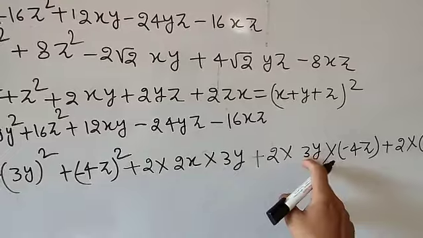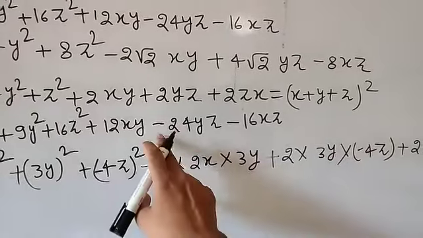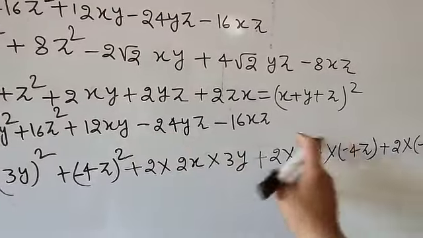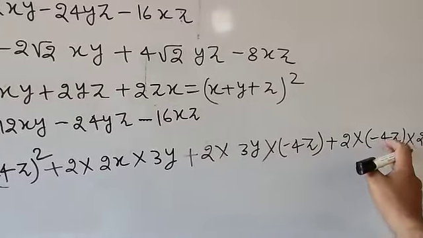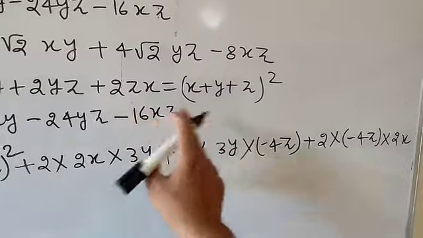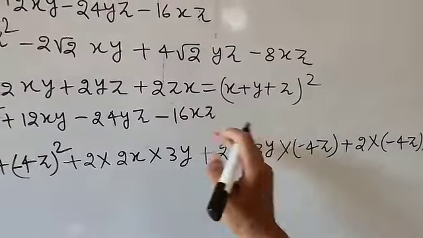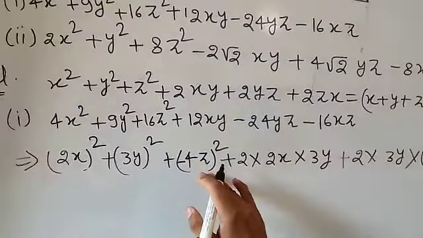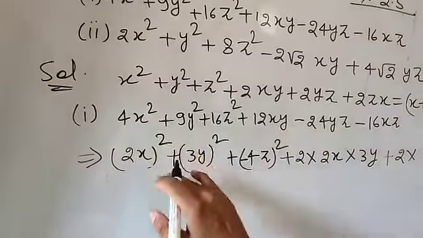Sorry, 2 into 3 is 6, 6 into minus 4 is minus 24, here it is minus 24 yz. Then 2 into minus 4 is minus 8, minus 8 into 2 is minus 16, here it is minus 16 xz. Now if you compare with the question, this term and the question's term are both the same. Now match with the identity.